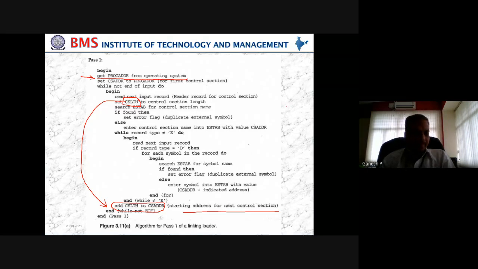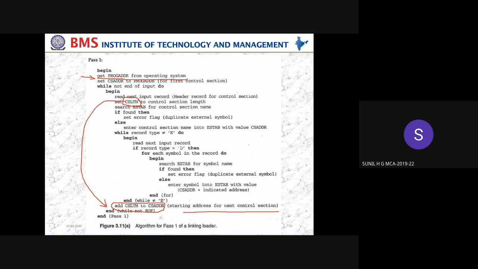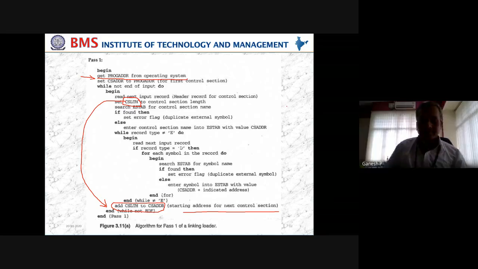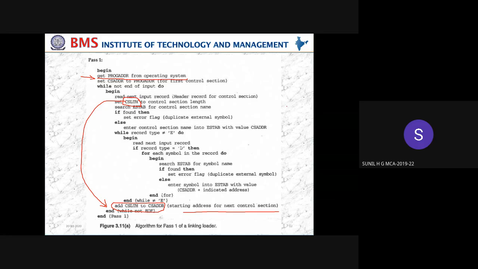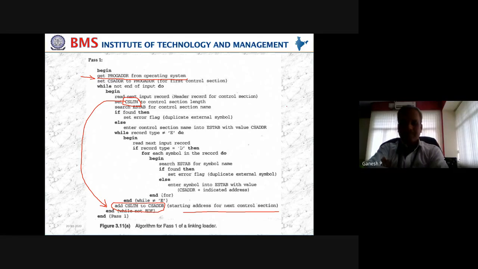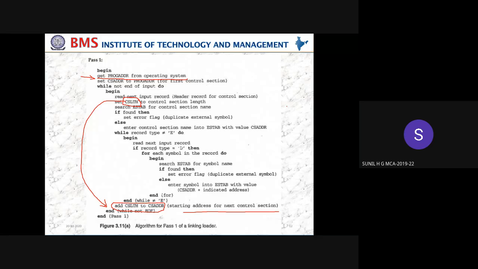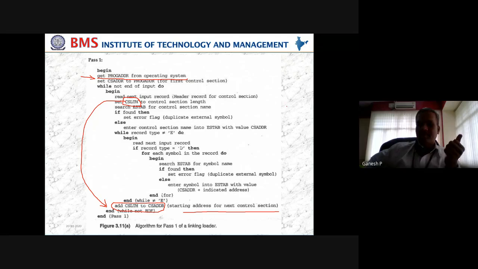Yes, go ahead. If you find any D records, we will add them in the loop and store that in ESTAB. If it is already existing, we'll set an error flag. If it is not there, we'll store it into the ESTAB. Same process. Since it is an algorithm, we should also take care of the else part. If it is already there, then I should flag it as an error. We have done this recently also. If it is not there, then only I have to add.